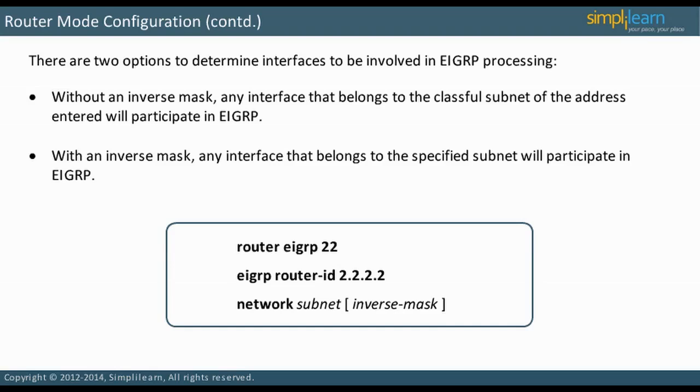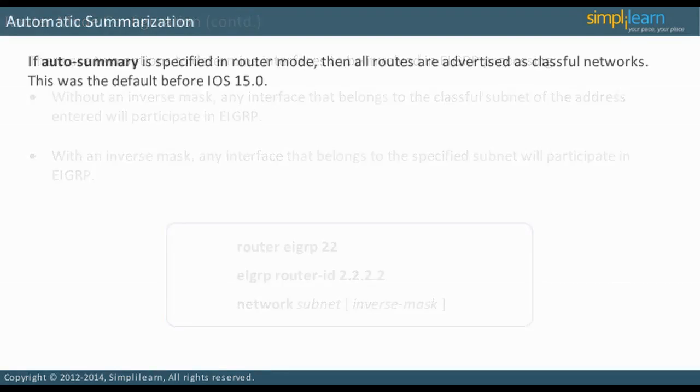An inverse mask is the regular subnet mask subtracted from 255.255.255.255. For example, the inverse mask of 255.255.240.0 is 0.0.15.255. Let us next discuss automatic summarization.